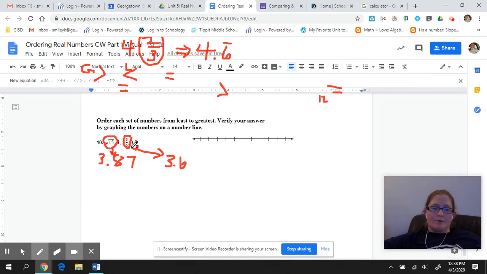And then 3.777777 because of that repeating line. So if I were to put them in order from least to greatest, I would have 3 first. And then 3 3/5. Sorry, don't forget that whole number. And then 3.7 repeating. Don't forget the line on top. And then the square root of 15 because it's 3.8.